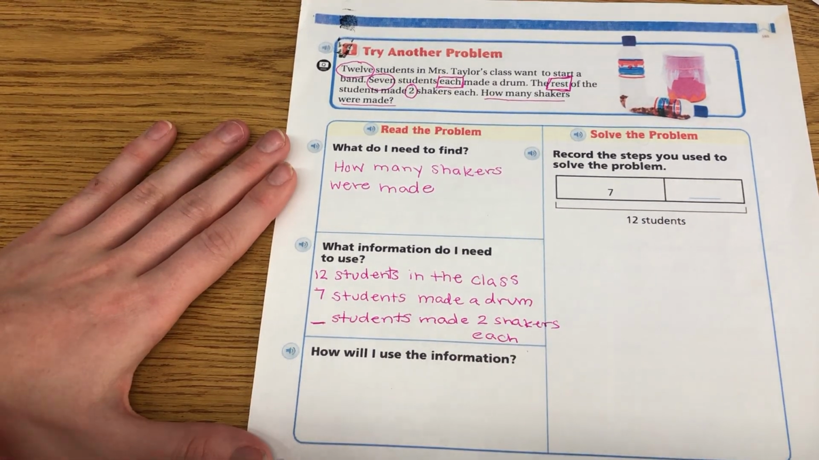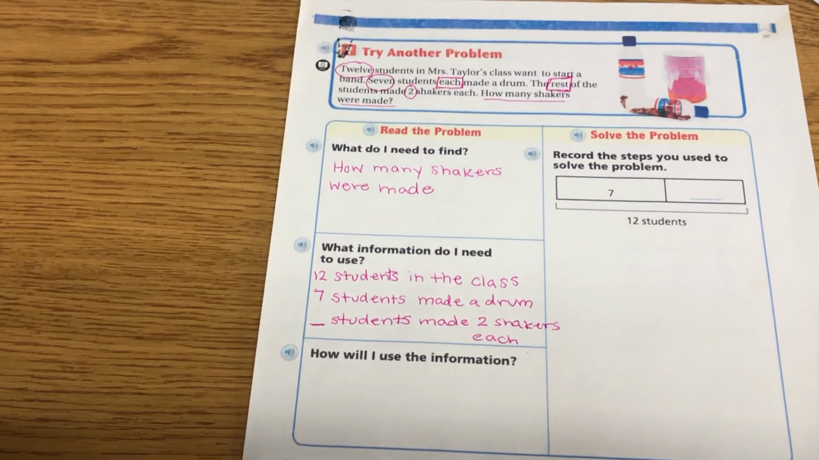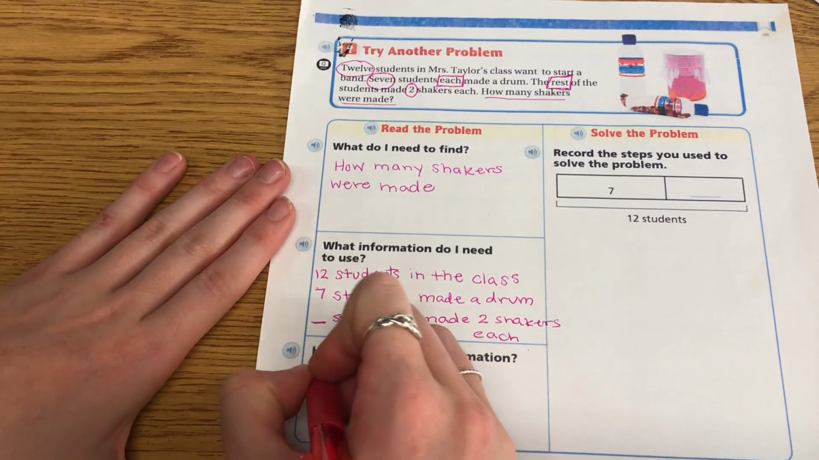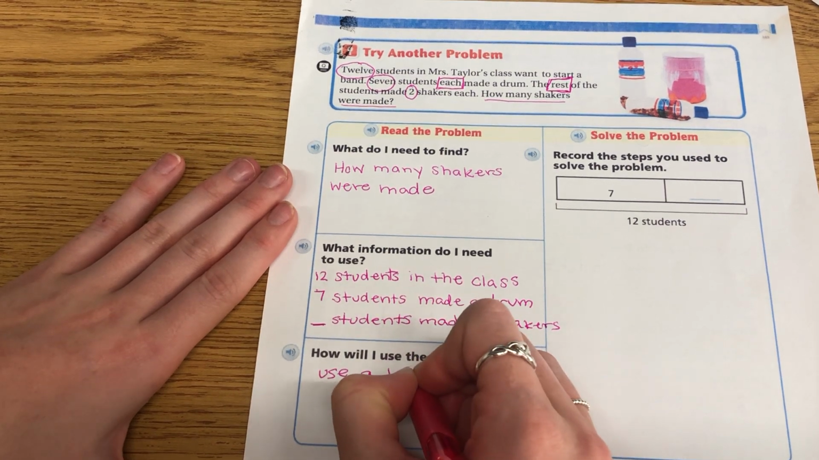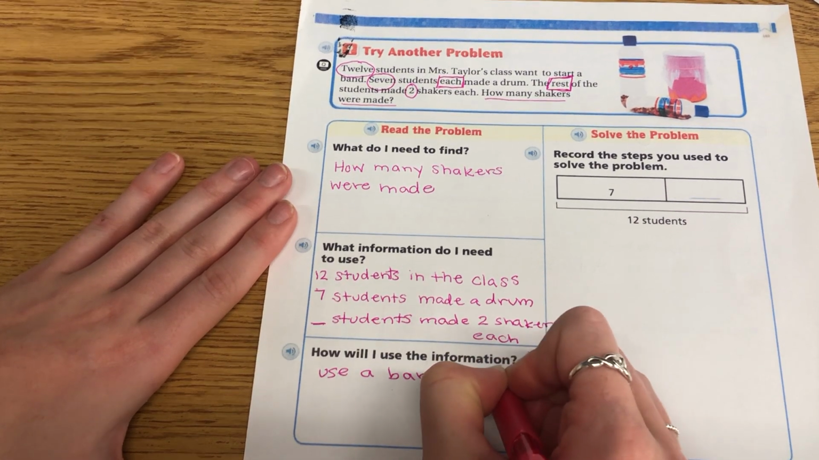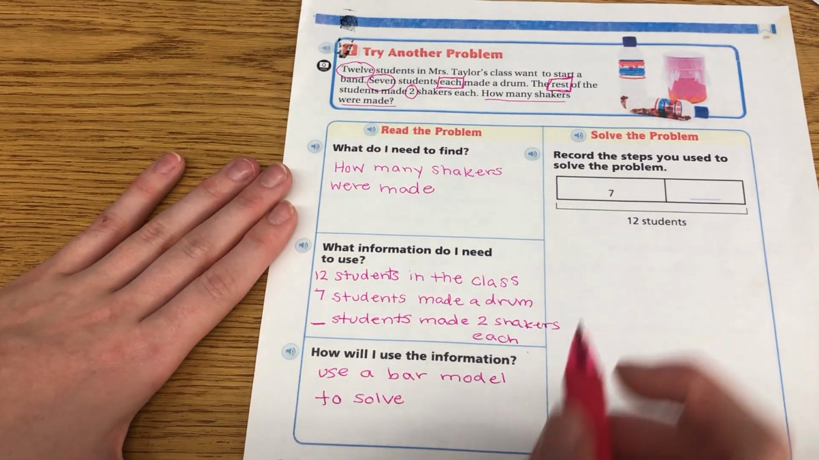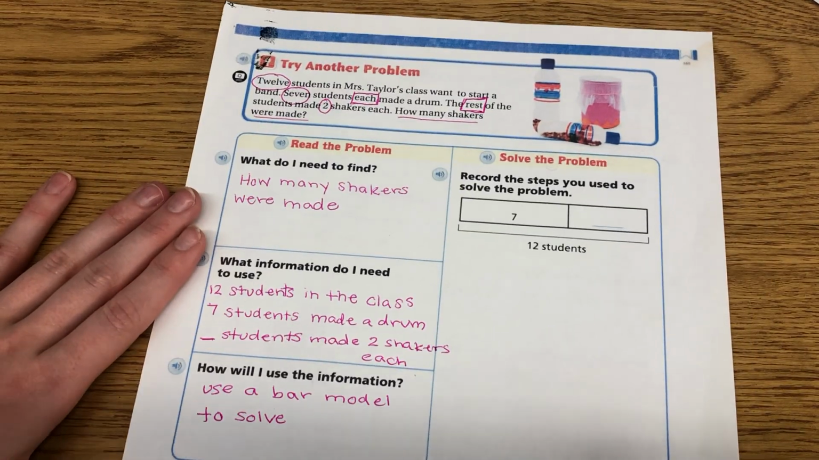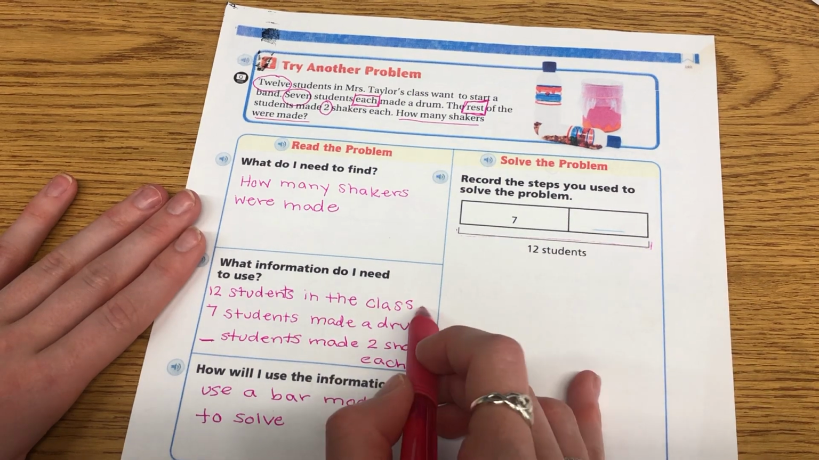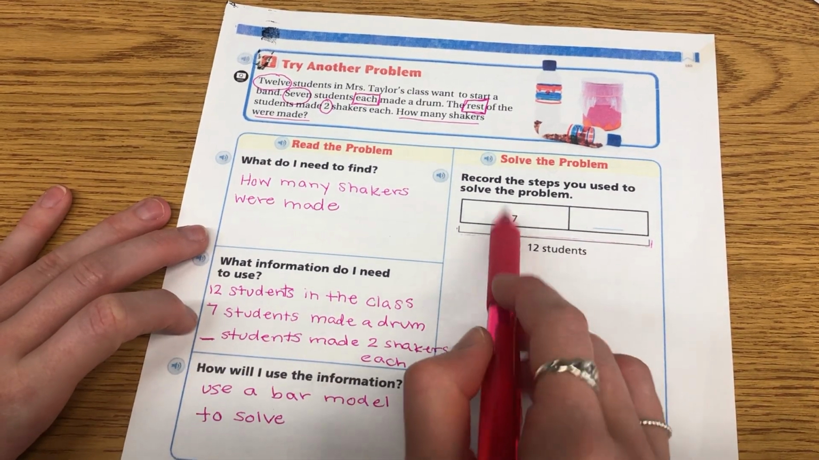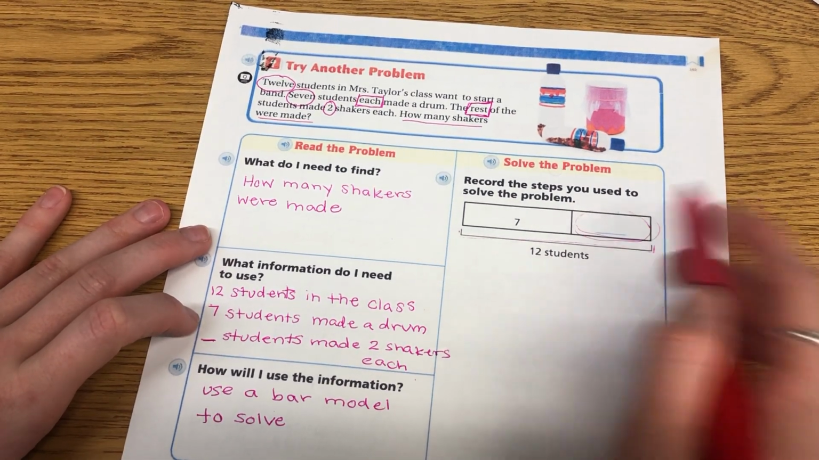All right, now how will we use the information? Well, we're going to start with a bar model because I see that there. We're going to use a bar model to solve. So over here it says record the steps you used to solve the problem. Okay, so in this bar model they've got 12 total students and they've got 7 students in there that made a drum. So we need to figure out how many students that leaves.